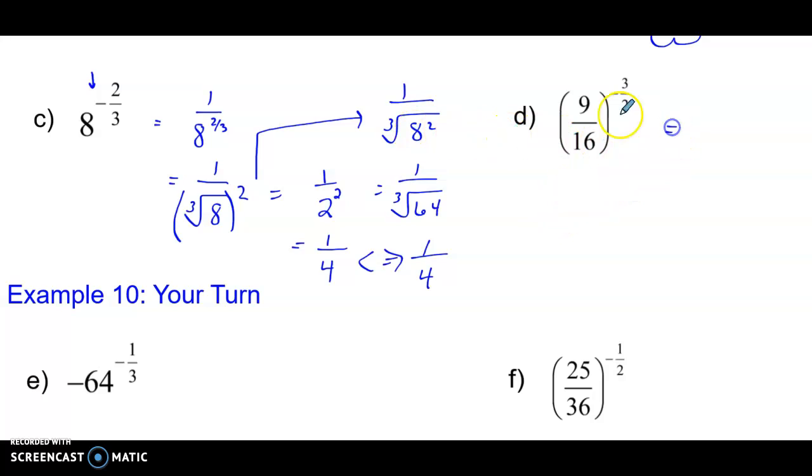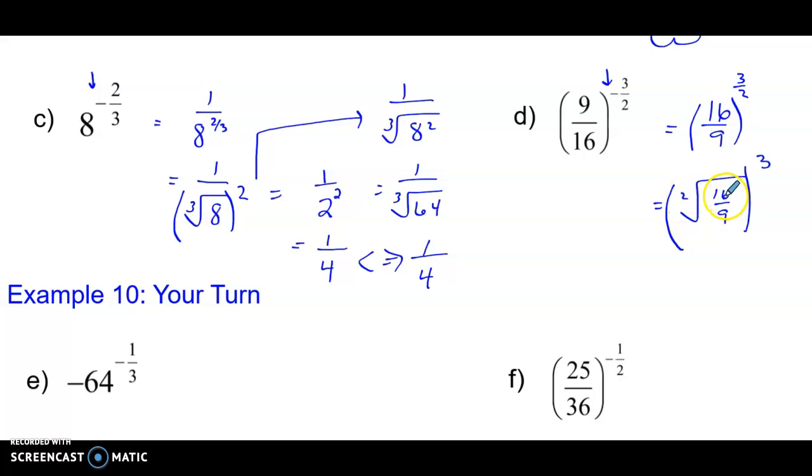Part D, another fractional exponent with a negative exponent. Fractional base, with a negative exponent. So if I see that negative exponent, I'm taking care of that first. I'm going to take the reciprocal of the base, so 9 over 16 becomes 16 over 9 to the power of 3 over 2. So I'm going to take the square root of 16 over 9, and I'm going to put this all to the power of 3.